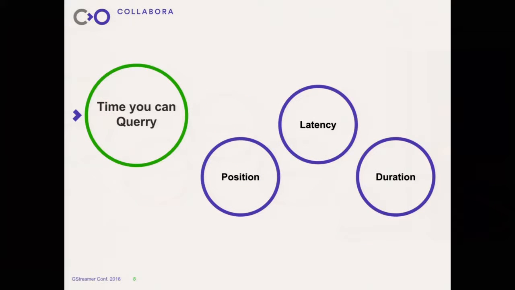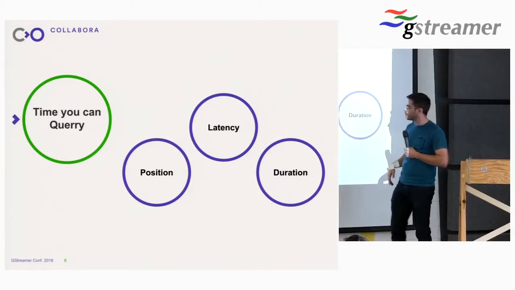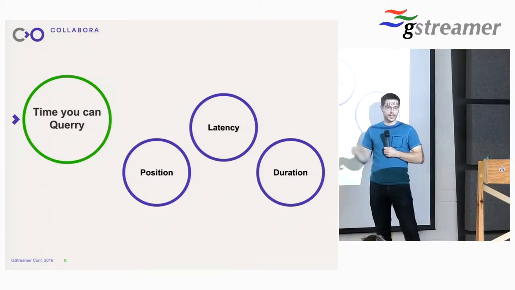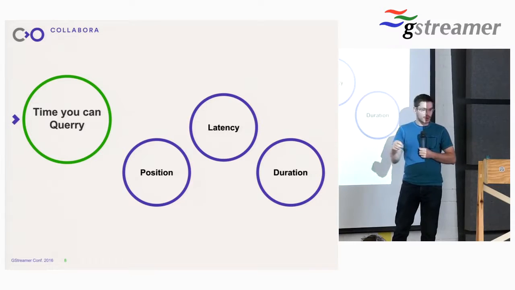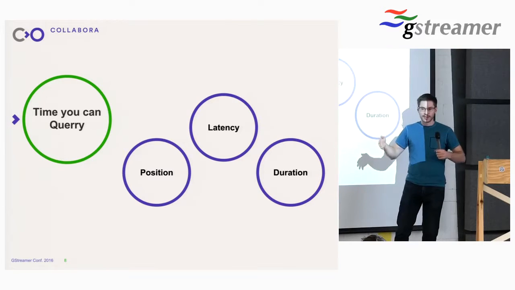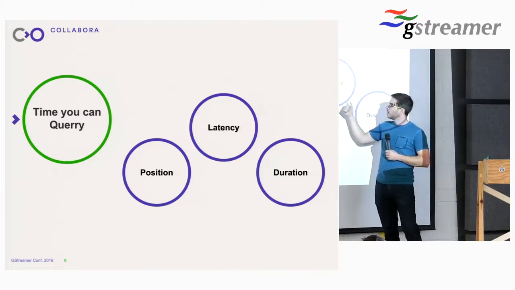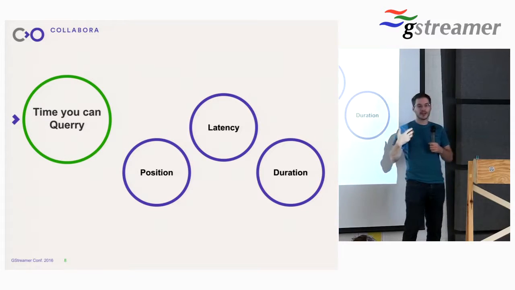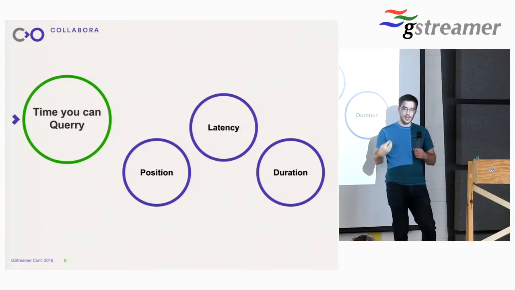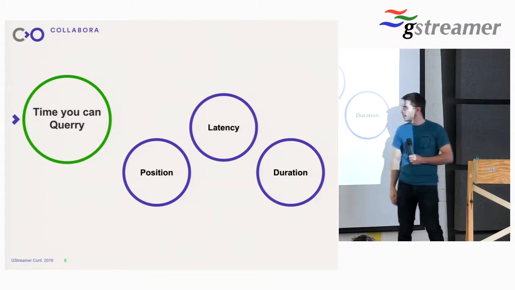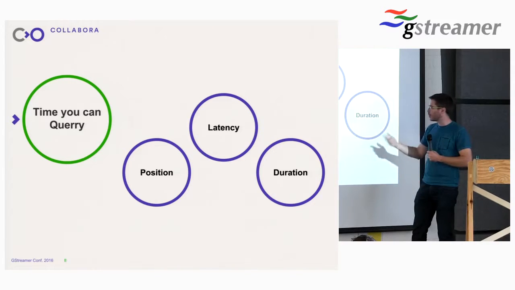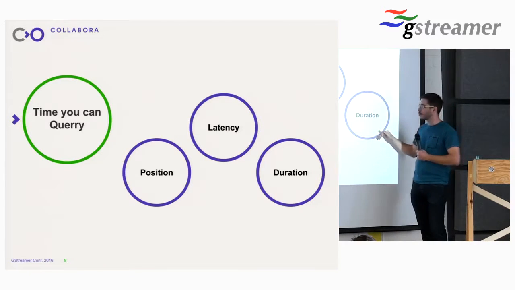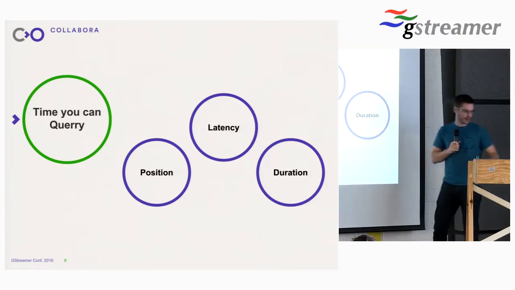There are also times you can query. You can query the position, which is the position in your stream. So if you have a 5-minute video, you could be at minute 2. That's a position. The latency is how much time your pipeline is waiting in order to be able to synchronize your different streams, audio, video, etc. And finally, the duration, which is just like the position, but it's how long your stream is.